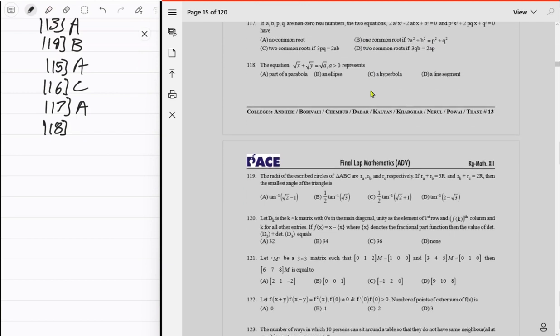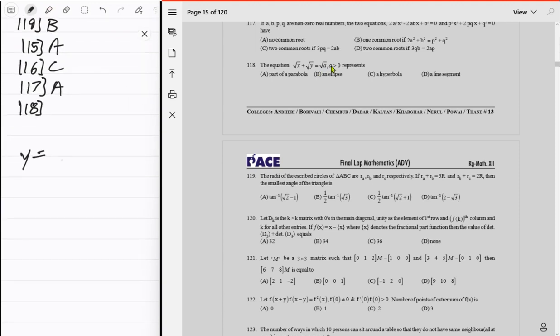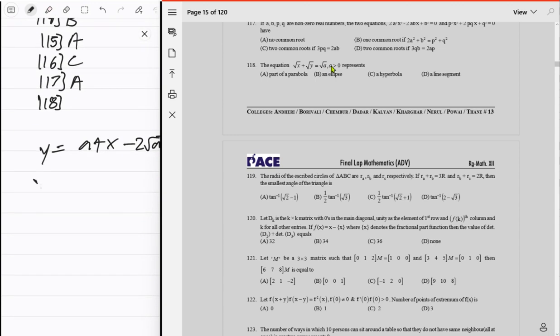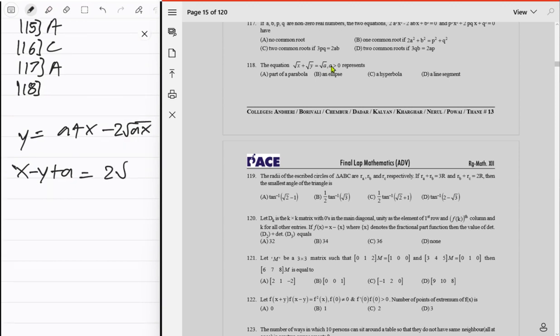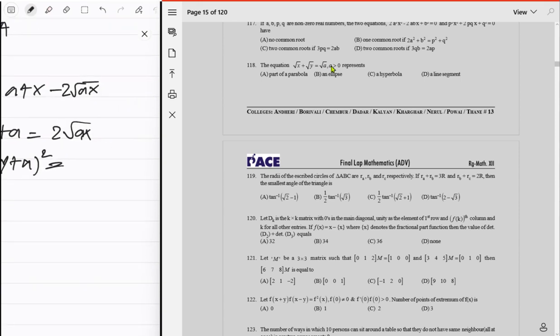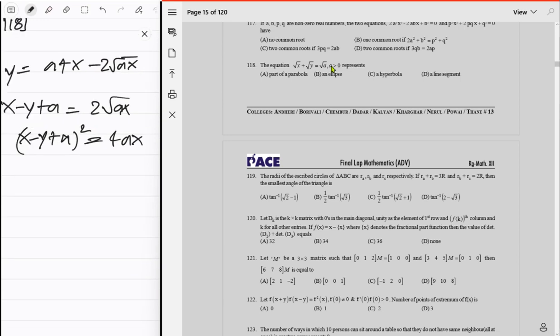Doesn't make any sense. Next, this equation represents root x plus root y equal to root a. So then, what is this? y is equal to a plus x minus 2 square root of ax, I guess. Yeah. So इसको तरह पेज पे, just x minus y plus a is equal to 2 square root of ax, मतलब कि (x minus y plus a) का square is equal to 4ax or something, right? So ये क्या है?